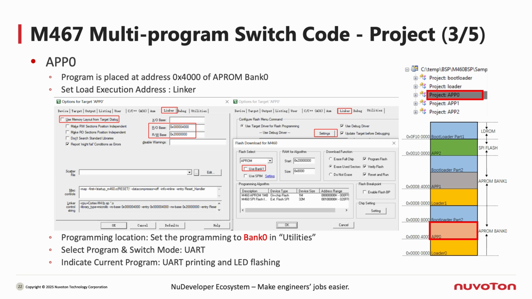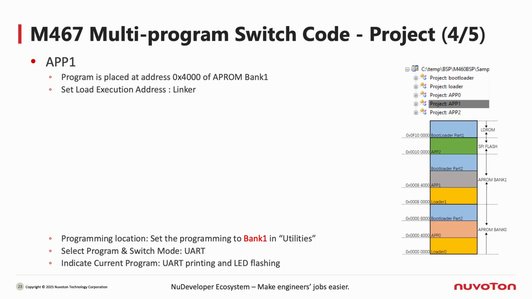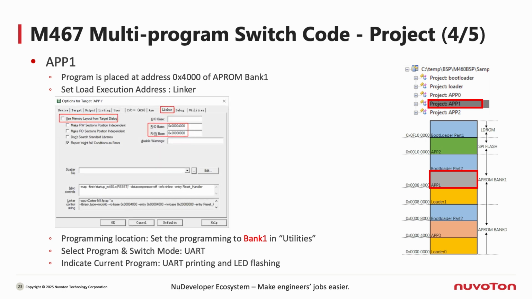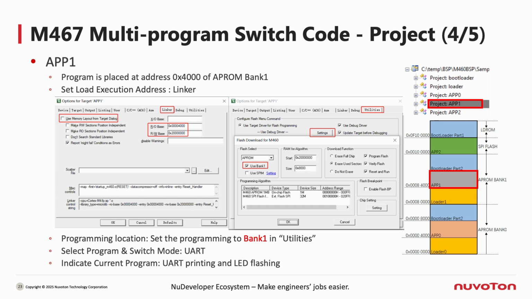Select the program and switching method through UART input. Distinguish the currently executing program by the printed information and the flashing of the LED. APP1 is an application program stored in AP-ROM Bank 1. The program is located at address 0x4000 in Bank 1. Set the loading execution address to 0x4000 in Linker. Set the programming location to Bank 1 in Utilities.